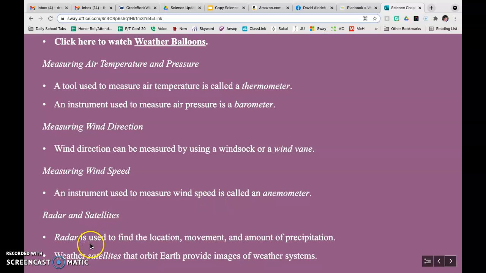And then radar, of course, is used to find location, movement, and the amount of precipitation. And then weather satellites that orbit Earth provide images of weather systems. So with all of this, we have gotten so much better at forecasting the weather.